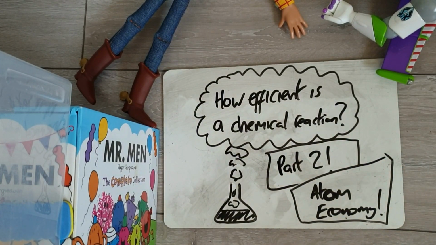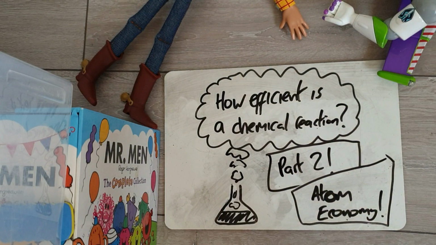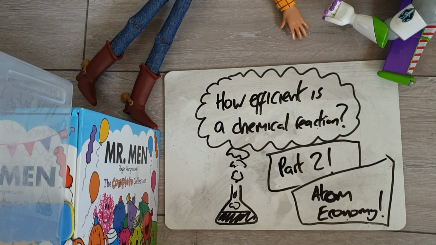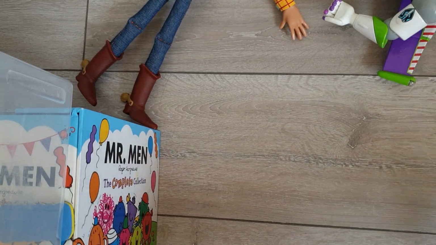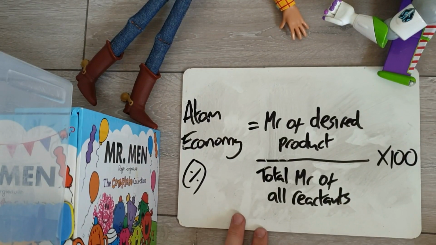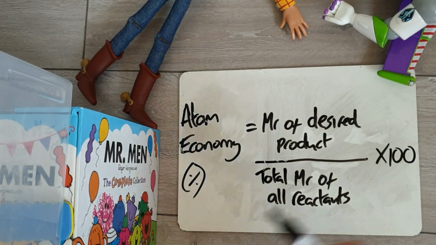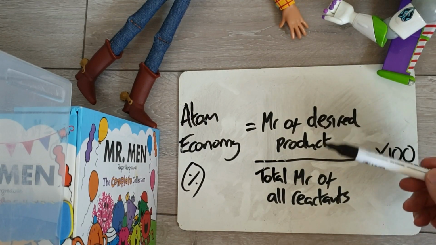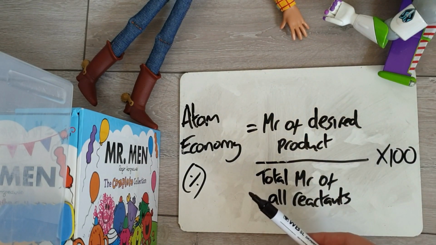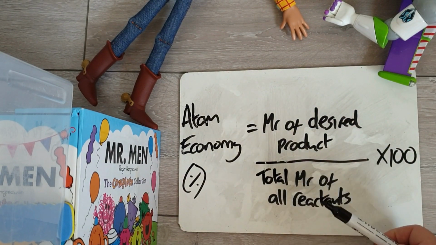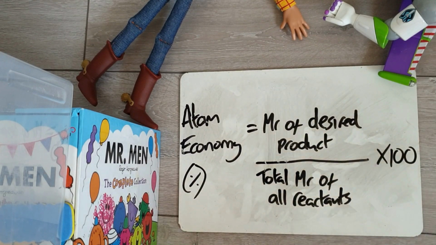So in terms of the equation for atom economy, and I'll go through this a few times. I'll go through the equation and then I'll give you an everyday example to hopefully help. But atom economy, which is a percentage, is the Mr of the desired product, the product you want, divided by the total Mr of all the reactants, times by 100.